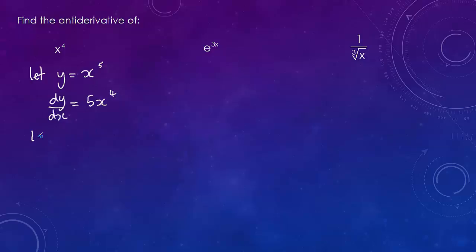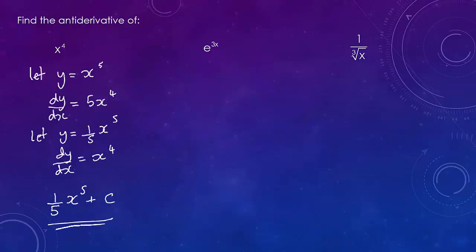So it might be a good guess that if we have 1/5 of x to the 5, when we differentiate that, 5 times a fifth is 1, and we just get x to the 4. So if we anti-differentiate x to the 4, it seems that we should get 1/5 x to the 5, since when we differentiate that, we get x to the 4. What you always have to do with this is add a constant, because when you differentiate, any constant would disappear.